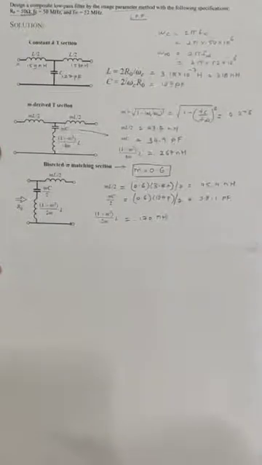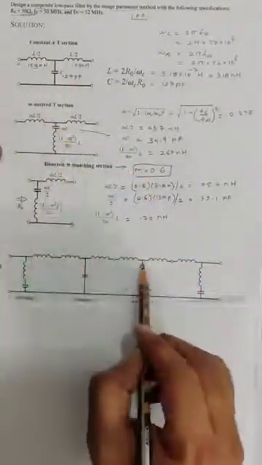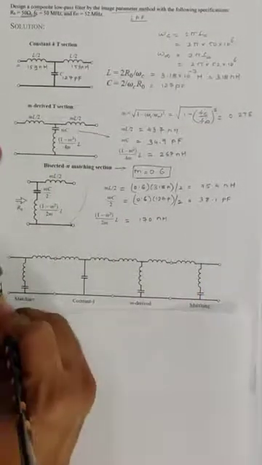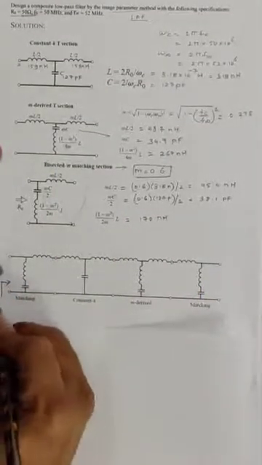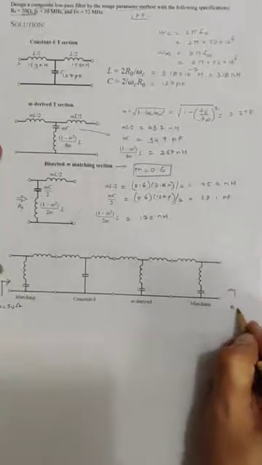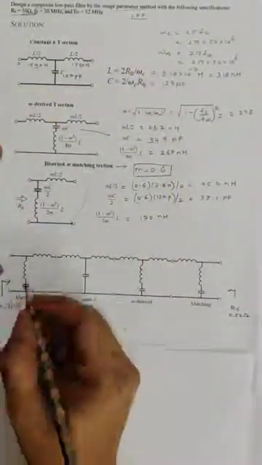So we'll cascade all these blocks and you will have a network somewhat like this. So we'll have a matching section over here, then you will have constant K section, then you will have M derived section, and then you will have a bisected pi matching section. So here one can have impedance R0 is equal to 50 ohm. Here R0 is equal to 50 ohm, and one can write down the component values.